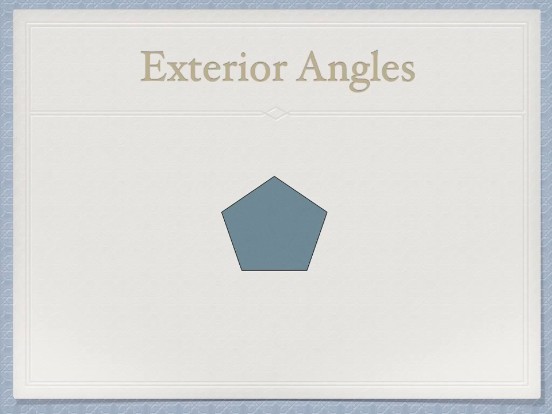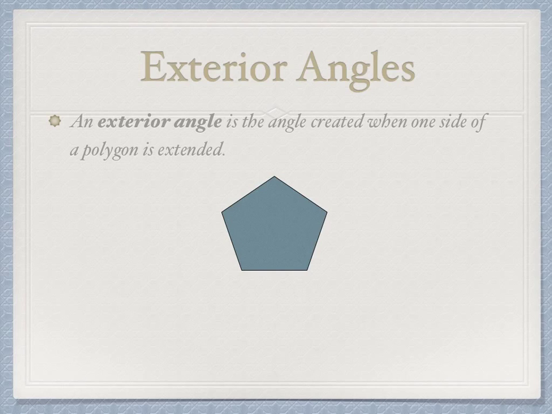So what do I mean when I say an exterior angle? An exterior angle is the angle created when one side of a polygon is extended. So if I take any side of this polygon and extend in this direction, or extend really any way that line goes, this is what we're considering to be an exterior angle. So I could do that at every single vertex. I could do an exterior angle here, here, and there, and then my last one would be here. Okay, so those are what I mean by the exterior angles.